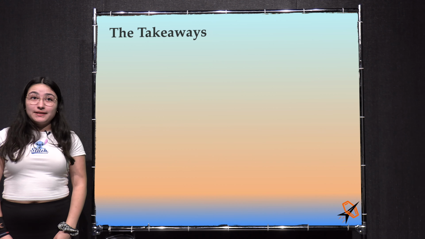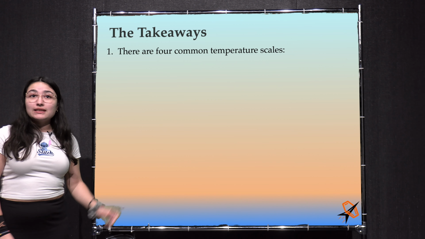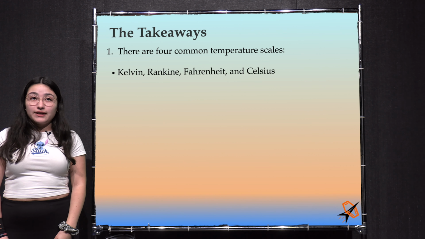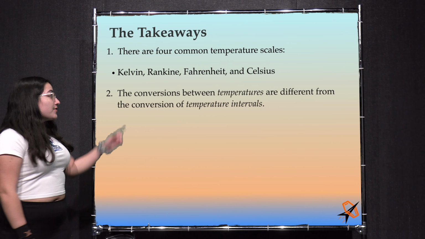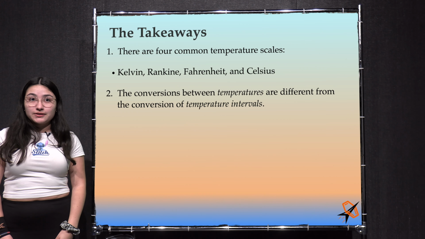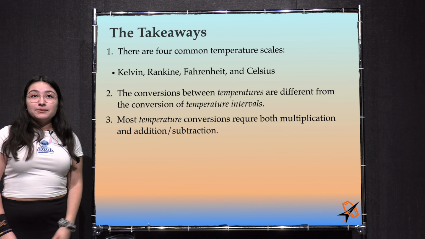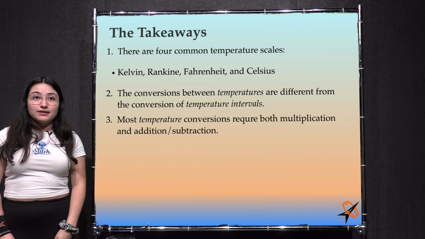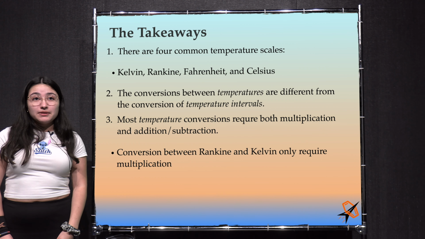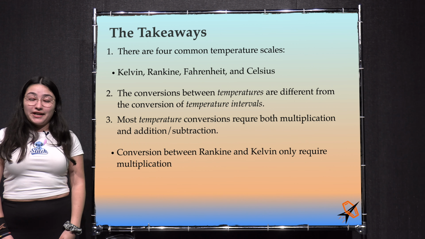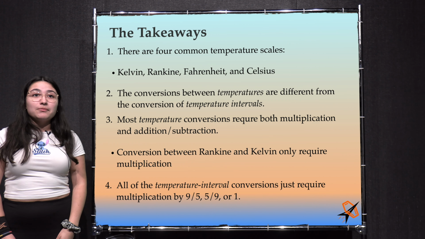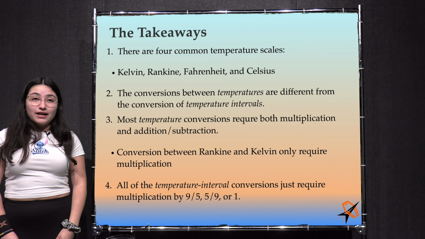The takeaways from this video are: 1. There are 4 types of units used to describe temperature: Kelvin, Rankine, Fahrenheit, and Celsius. 2. The conversions of temperatures are different from the conversion of temperature intervals. 3. The temperatures each can be converted from one to another using multiplication and often addition and subtraction. Conversion between Rankine and Kelvin only requires multiplication. 4. All of the temperature interval conversions require multiplication by 9/5, 5/9, or 1.